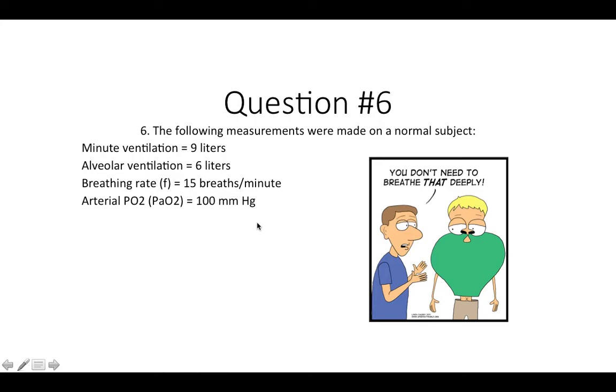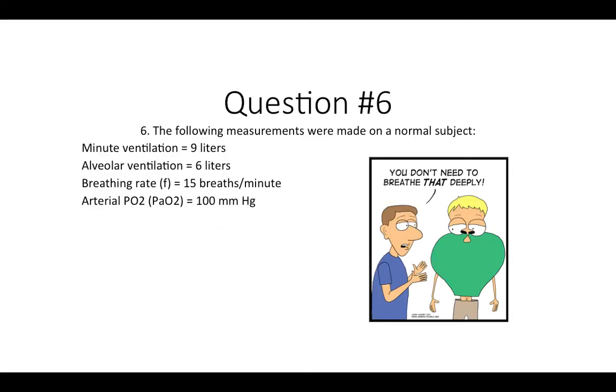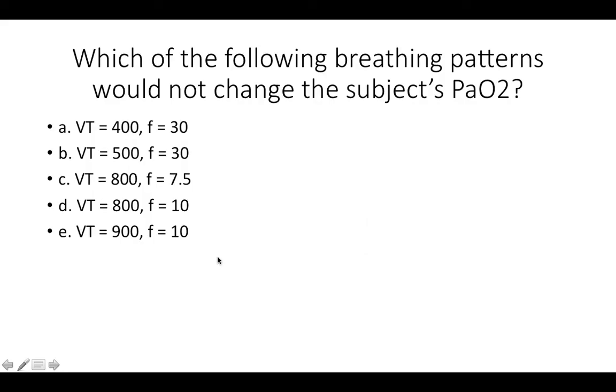So basically what this question is asking, if we go on to the next slide, you'll be able to see that it says which of the following breathing patterns would not change the subject's PaO2. So in order for it to not change, this person needs to have the same alveolar ventilation. Now to do this, we're going to have to do a couple of different things. As you can see here with A, B, C, D, and E, we're given tidal volumes and we're given frequencies. Those are breaths per minute.